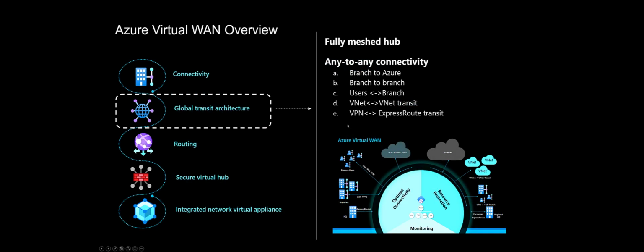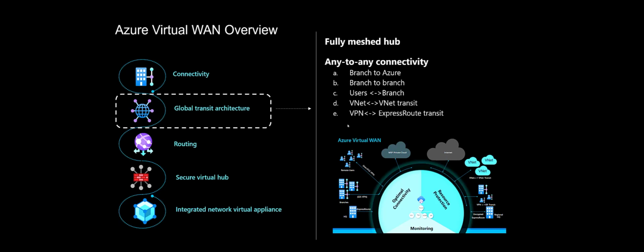Now, Azure Virtual WAN does take advantage of Microsoft's global network fiber architecture, allowing you to have a fully meshed hub environment. And what this means is any hub that is deployed within an Azure region is automatically connected to any other hub that is deployed in that virtual WAN instance, allowing you to have this any-to-any connectivity.